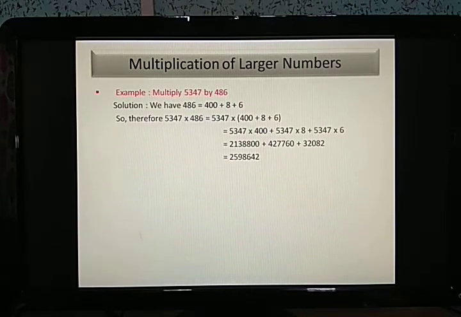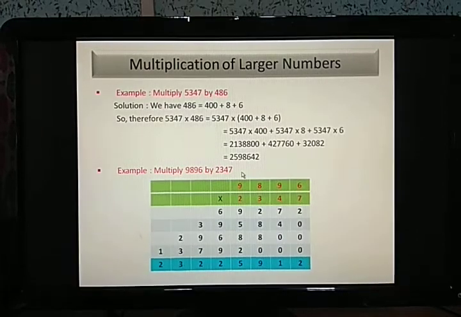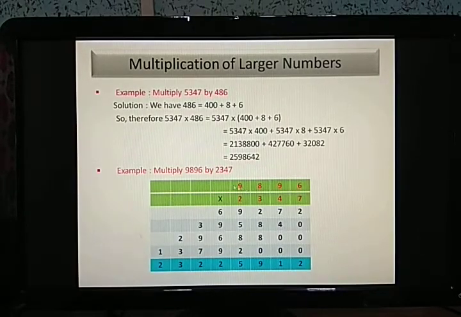Why have we used the distributive property? Because it is easy to find out, as well as it takes less time. So we can use the properties and find out the multiplication, or we can also do it in the normal way. Say this, 9896 by 2347. We can also do it by the normal multiplication method.